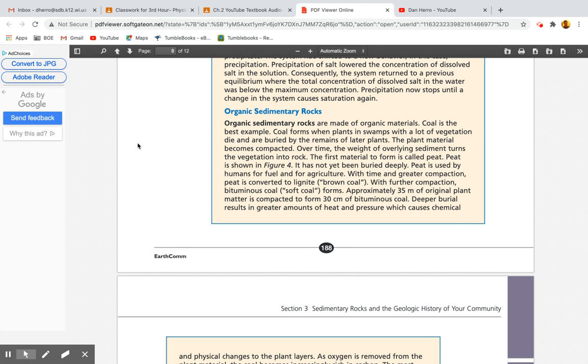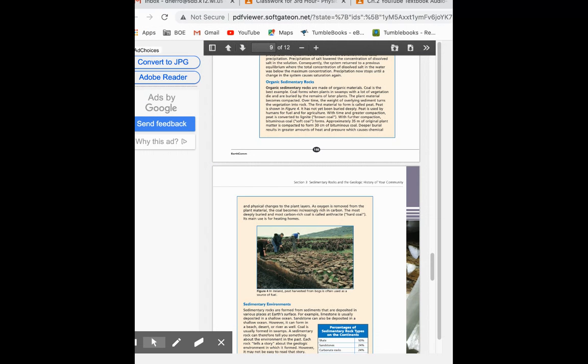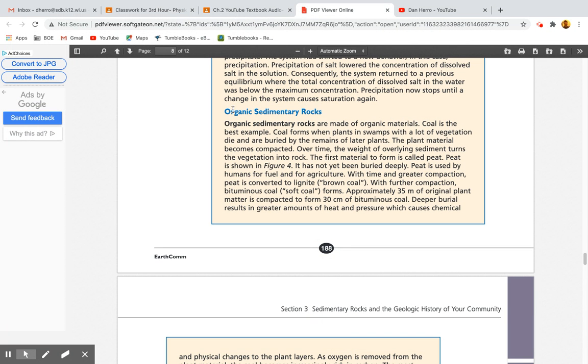Hold on, I think I figured out how to get this scroll bar back. Yep, there it is. Okay.